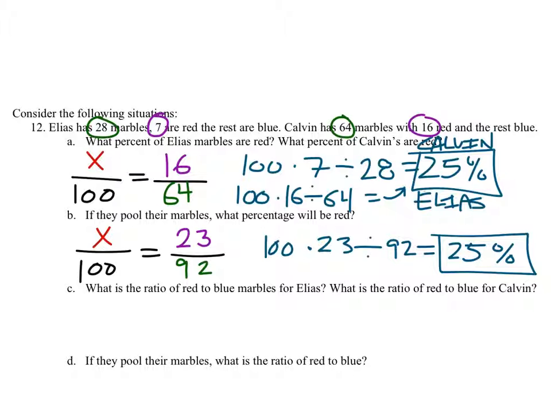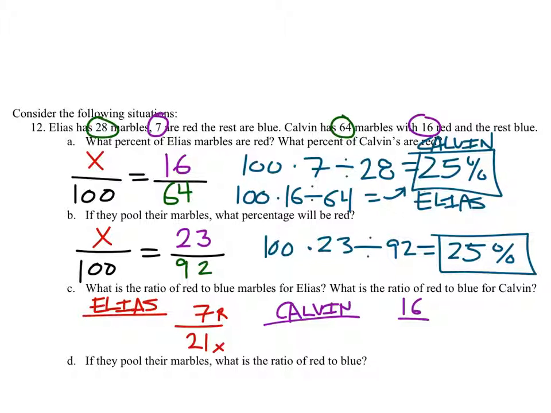What is the ratio of red to other marbles for Elias? What is the ratio of red to others for Calvin? So let's look at old Elias. Elias has 7 reds. How many of the other color? Well, you do 28 minus the 7, which is 21. So 7 reds to 21 of the other color. And then we got old Calvin, who has 16 reds out of 64 marbles, so the other color would be 64 minus 16, which is 48. So 48 of the other color, which is so evil we won't even write it down.